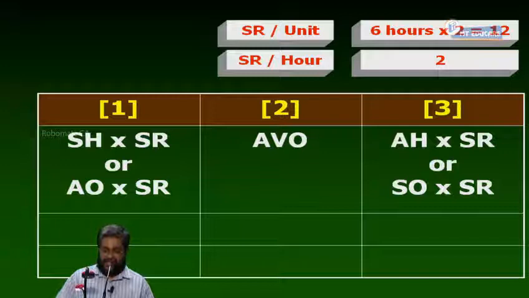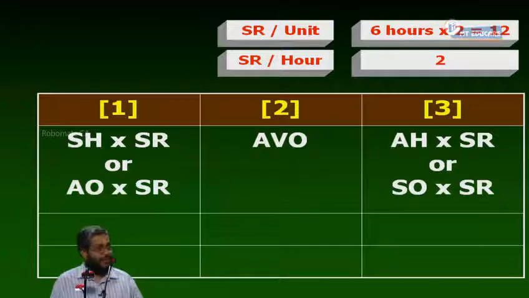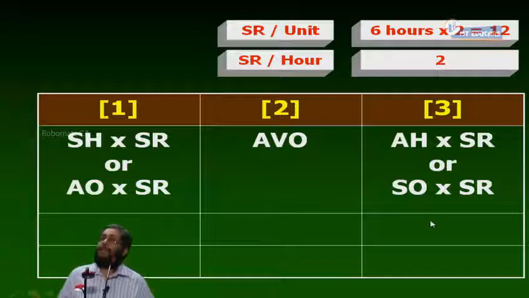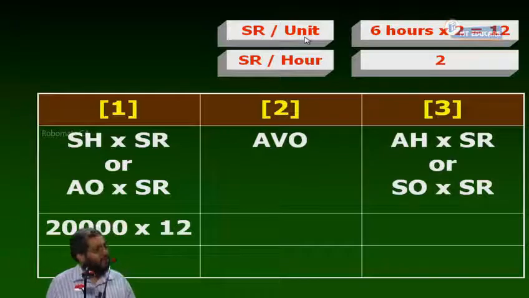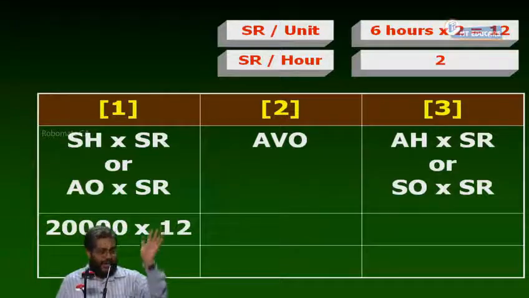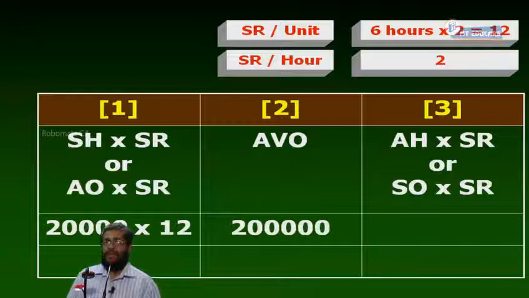In the question, have they given SH or AO? What is straight away given? AO. What is actual output? 20,000 units. When multiplied by units, I should use SR per unit or per hour? Per unit. So it is 20,000 units into 12 rupees. That gives you the first column. Response yes or no? Second column AVO, ready-made available. What is actual variable overhead? 2 lakhs.